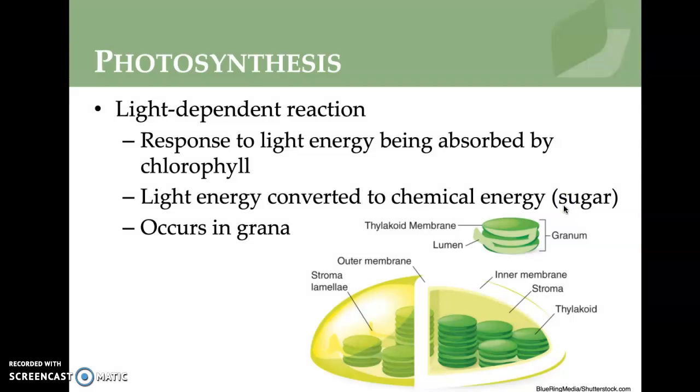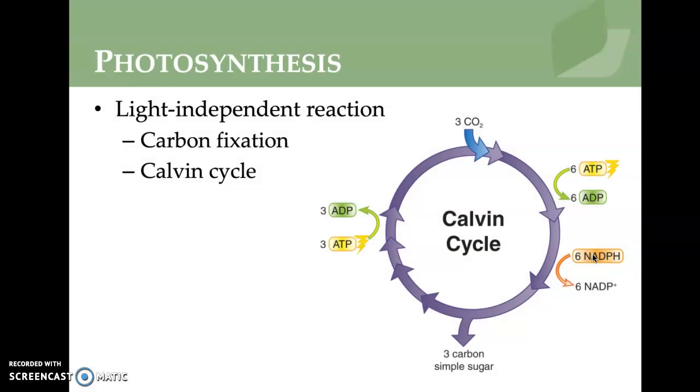All right, photosynthesis itself, it's a light-dependent reaction, in response to light energy being absorbed by chlorophyll, light energy converted to chemical energy. So basically it's making sugar, and that occurs in the grana. And that's just showing you in the diagram here what it all looks like. There's a whole outer membrane to this. That's showing you a grana where it's all stacked here, and that's where that process is actually happening.